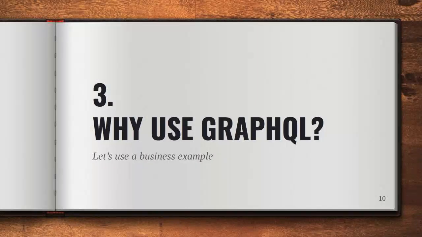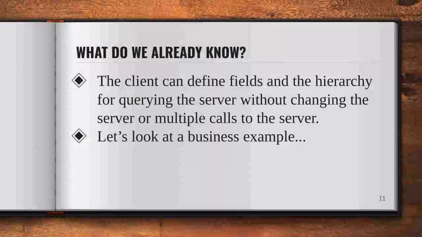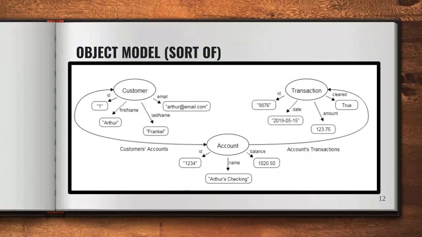Good. All right, so why use GraphQL? Let's use a business example. Before we get to that, what do we already know? We already know that the client can define fields and the hierarchy, right? So in this transaction and account case, the client is defining the fields and the hierarchy because they want the two objects without changing the server or making multiple calls to the server. So let's look at a business example.